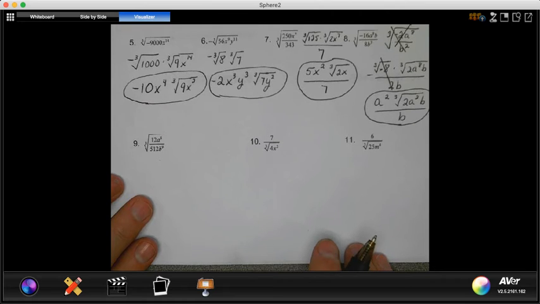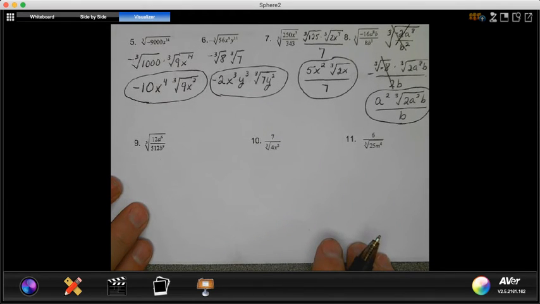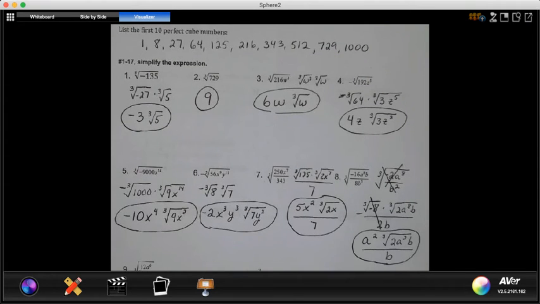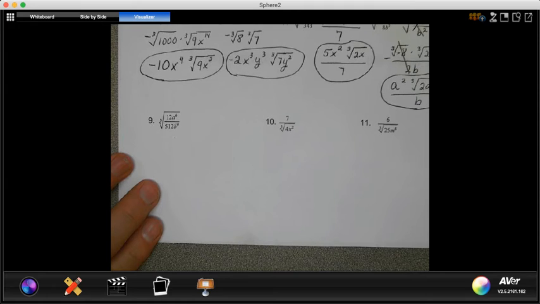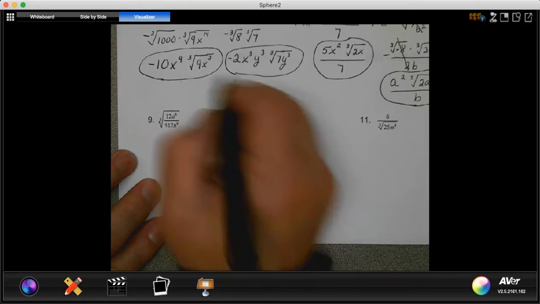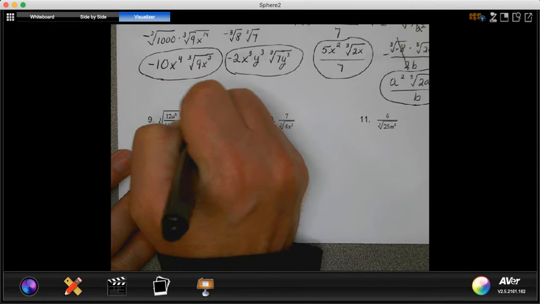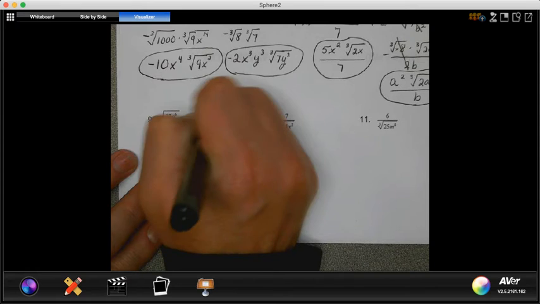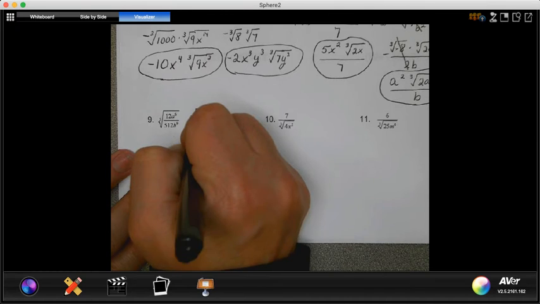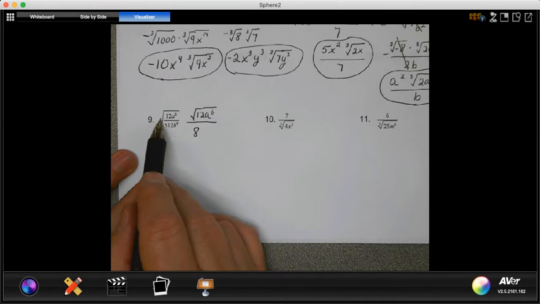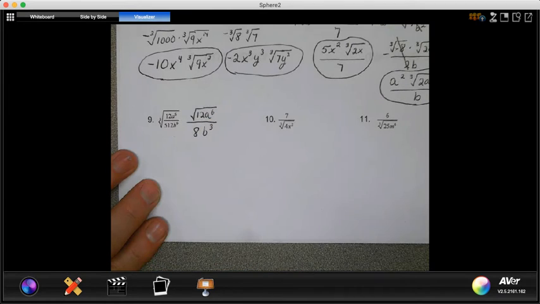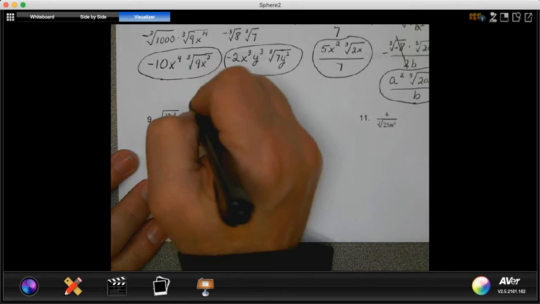Okay. Number 9. I'm going to root the bottom because I know 512 is a perfect cube because it's on my list. It's up there. 512. So the numerator, 12, there's no number that goes into 12. So my numerator is just cube root 12a to the 6th. And my denominator, the cube root of 512 is 8. And then the cube root of b to the 9th, right? 3 goes into 9 3 times.